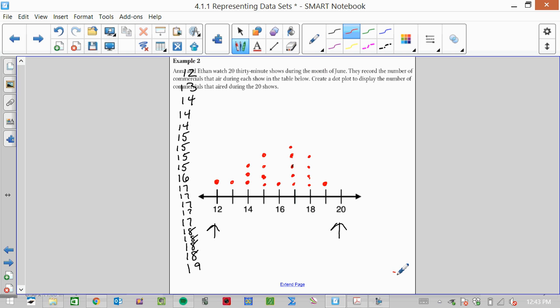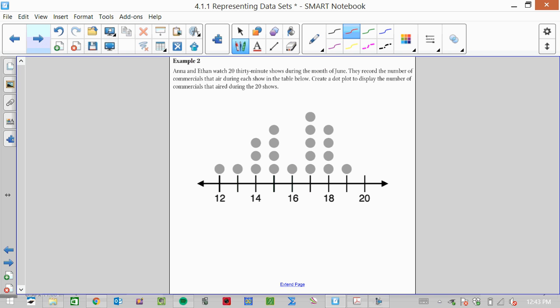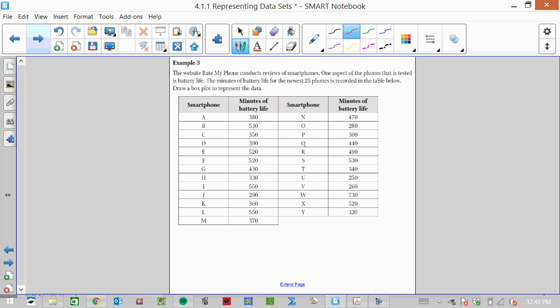I have now represented my data graphically as a dot plot. So let's look and see how nice it looks when it's done professionally. So again, we've taken our word problem. We've been able to represent data in a table that is not always easy to interpret in table form, and it's easier for us to understand when we see it graphically. All right, let's look at our last example.